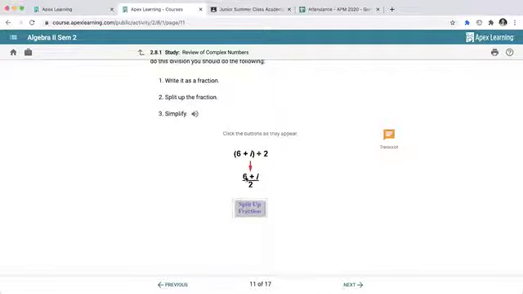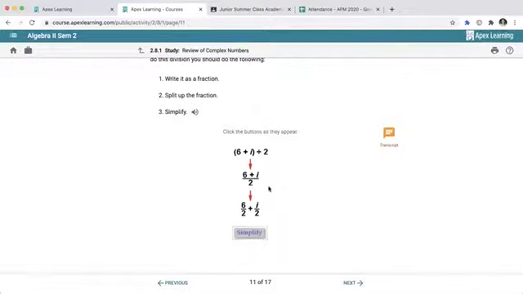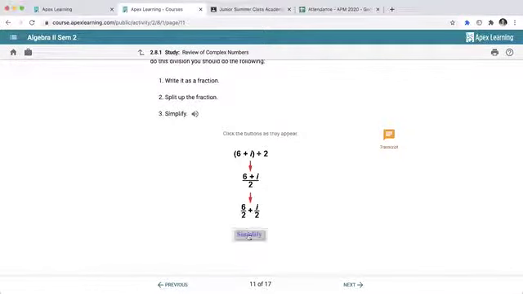When we split up our fraction, we're going to take 6 over 2 plus i over 2, right? That 2 gets distributed to both of those values on the numerator. Then we simplify if we can. So 6 divided by 2 gives us 3, and then i over 2 is like saying 1 over 2, so I get 1/2 i.